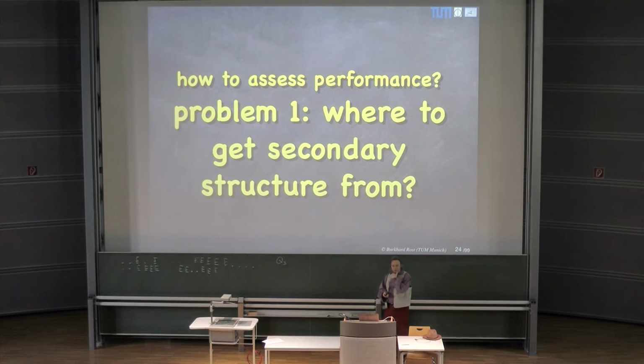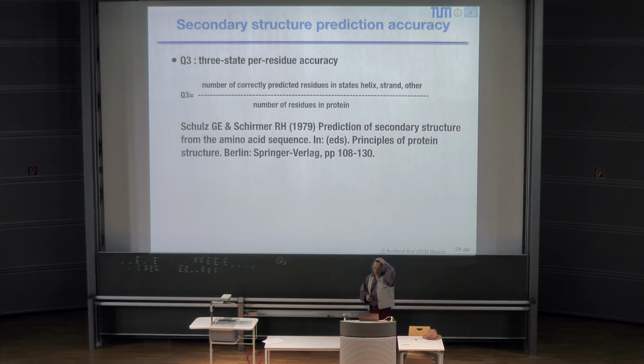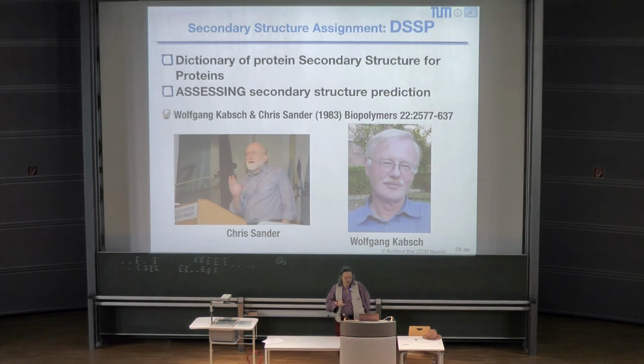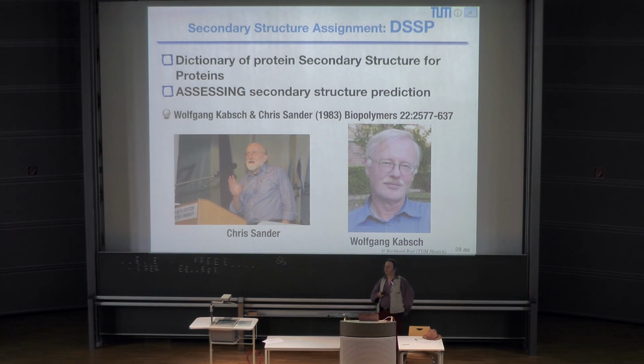Okay, back to the Q3, defined here originally by Schulz and Schirmer. Now, using this tool, the secondary structure prediction for the first level methods, the GOR methods here, Garnier, Osguthorpe, Robson, was estimated to be 63 in this overall percentage accuracy. So how many of the residues are correctly predicted? When DSSP came along, what do you believe happened? So the authors published their visual assignment-based probability methods and said they would be 63% accurate. That was done in the 70s.